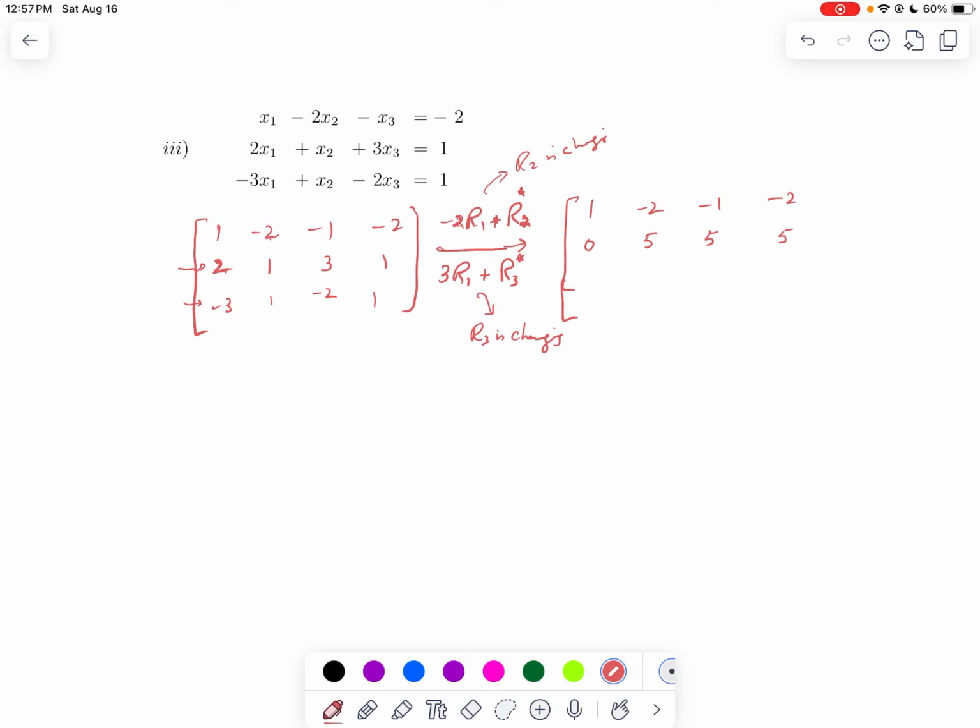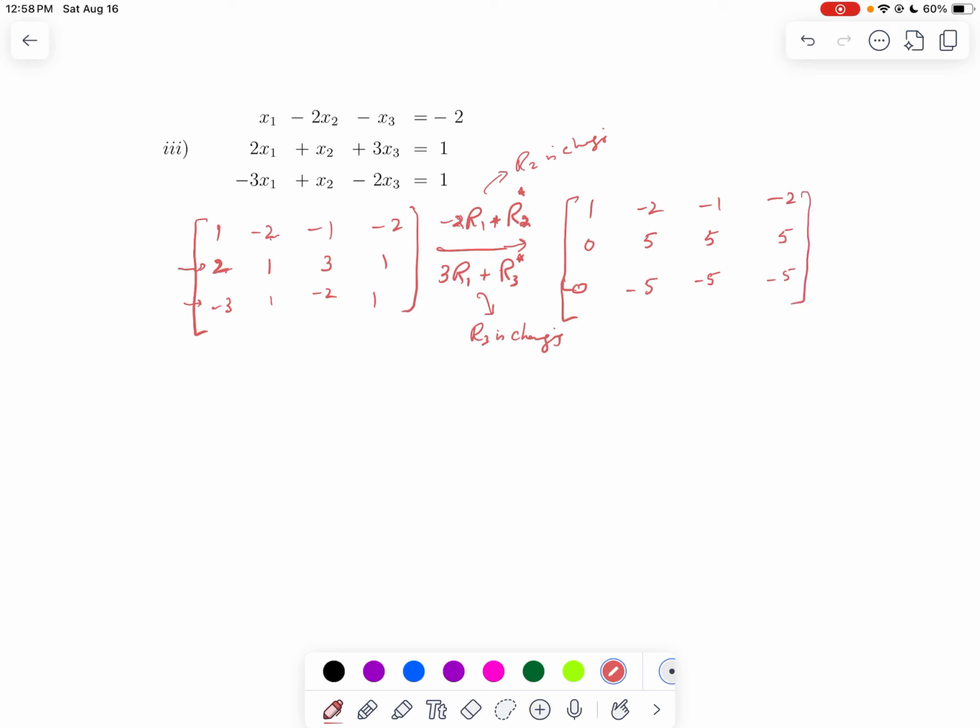Okay, what about third row? The 3 into 1 is 3. 3 plus negative 3 is 0. 3 into negative 2 is negative 6. Negative 6 plus 1 is negative 5. Negative 1 into 3 is negative 3. Negative 3 plus negative 2 is negative 5. And then last one, 3 into negative 2 is negative 6 plus 1, negative 5.